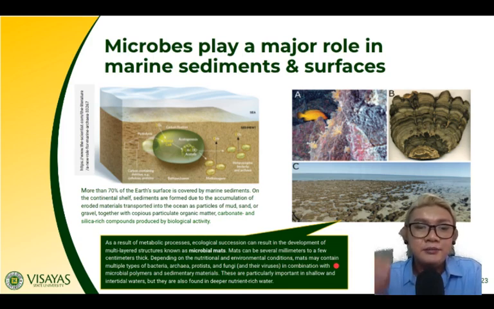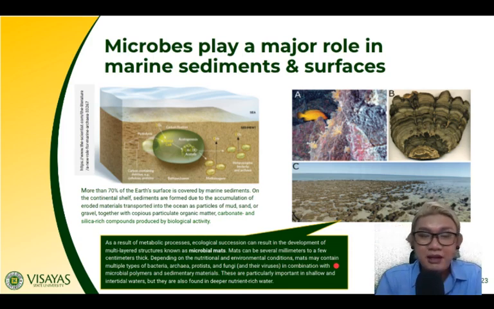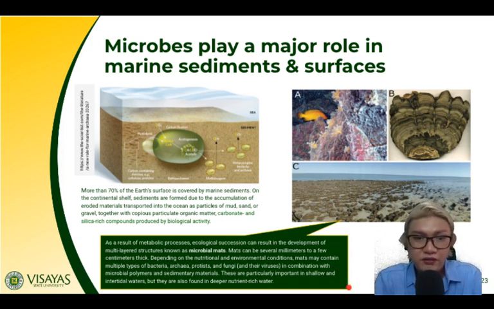So mats may contain multiple types of bacteria, archaea, protists, and fungi, and also viruses, in combination with microbial polymers, or TEPs, and sedimentary materials. These are particularly important in shallow and intertidal waters, but they are also found in deeper nutrient-rich waters. So this is an example of a layer of microbial mats found in different marine habitats.